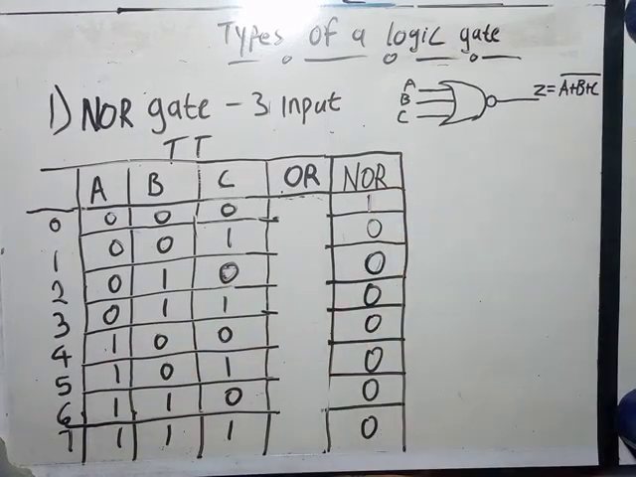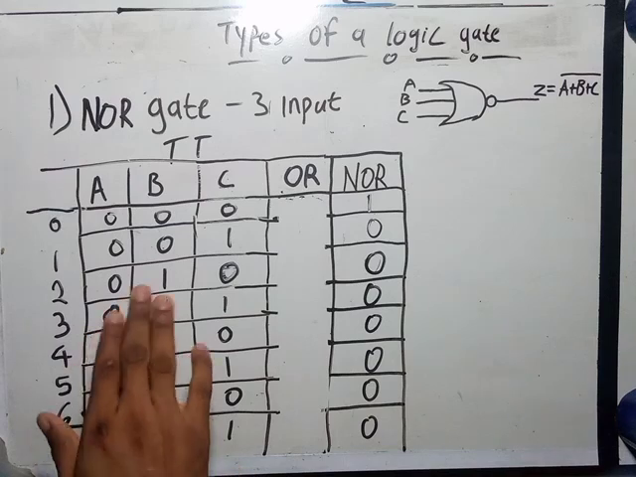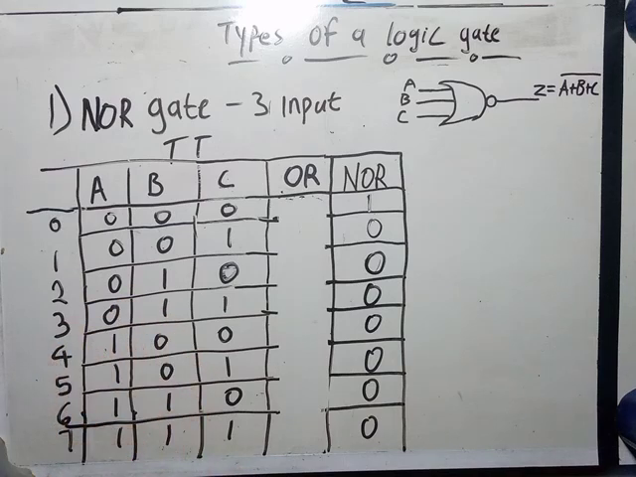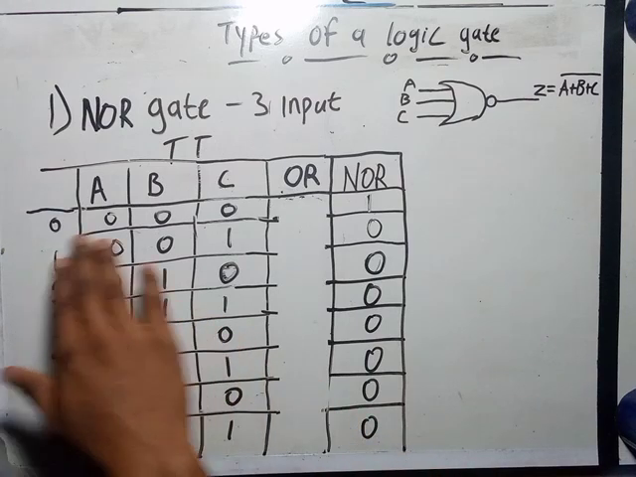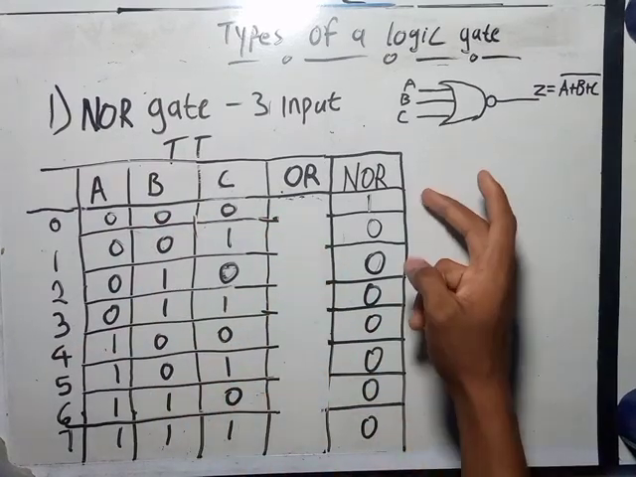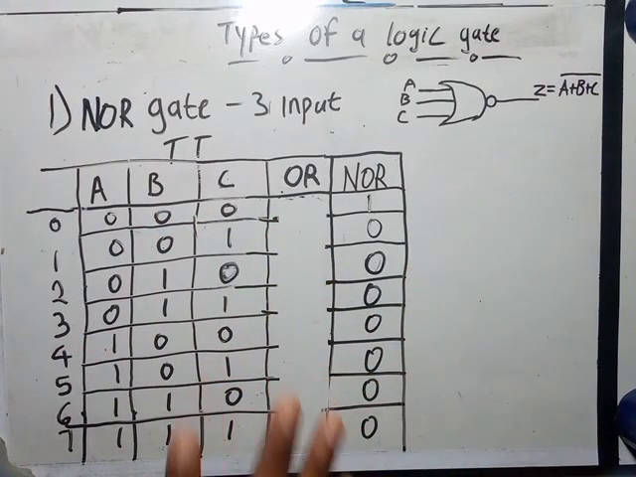Now we can see that as long as one of our inputs is high, the output will be what? Low. But so long as all the inputs are low, our output will be high. That is what our NOR does.